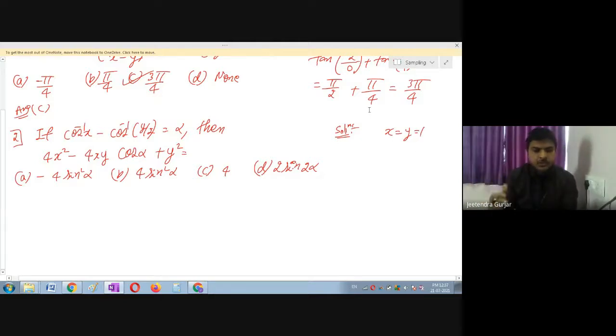Now just substitute the values in the question and compare what you get. Put x is equal to 1, I will get 4, and then if you substitute here, it will again be 4. Xy is 1, so therefore I will get 4 cos alpha plus 1. Is it clear? Just simplify this one.